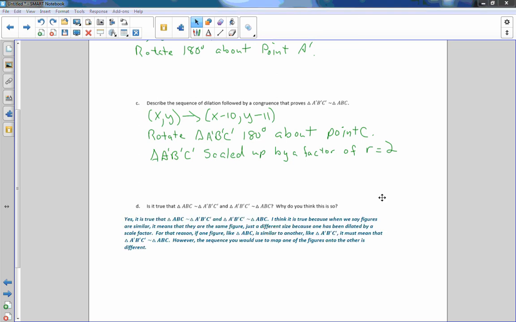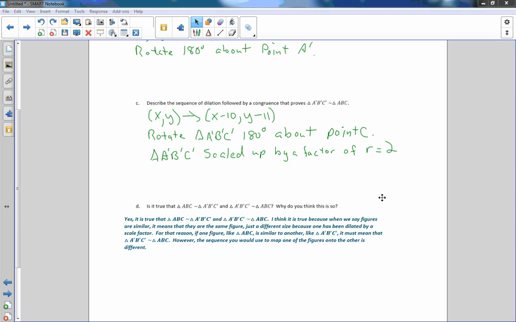Okay, so the answer is yes, it is true. If triangle ABC is similar to A prime, B prime, C prime, then triangle A prime, B prime, C prime is similar to triangle ABC. This is true because when we say figures are similar, it means that they are the same figure, just a different size because one has been dilated by a scale factor. For that reason, if one figure, like triangle ABC, is similar to another, like triangle A prime, B prime, C prime, it must mean that A prime, B prime, C prime is similar to triangle ABC.